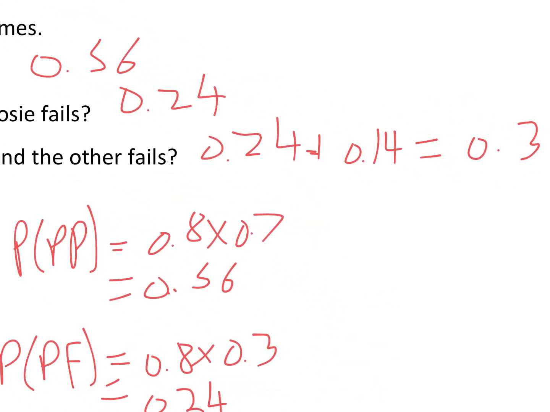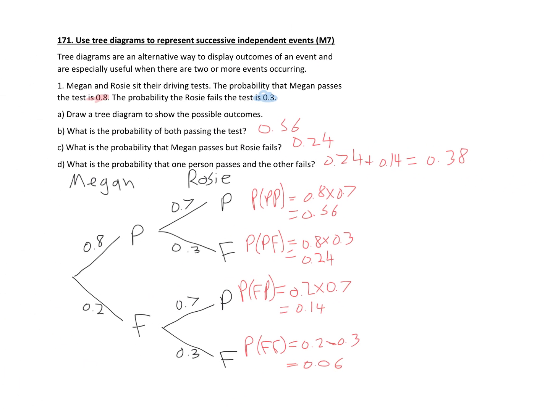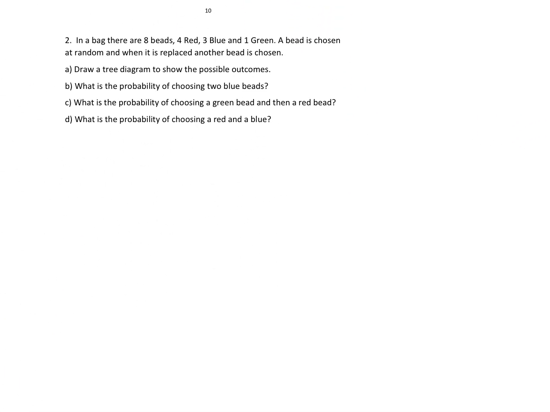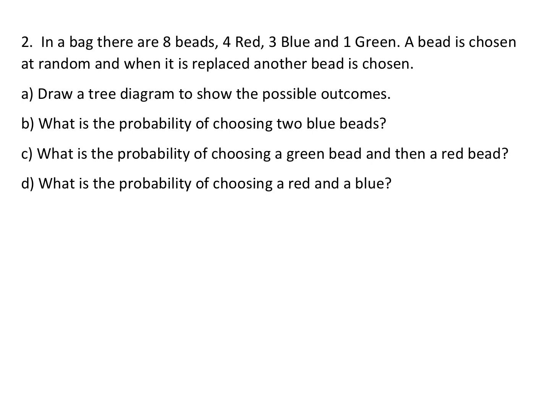Just to make that plus clear. Okay. Question 2. In a bag there are 8 beads, 4 red, 3 blue and 1 green. A bead is chosen at random and then it is replaced. Another bead is chosen. Part A is to draw a tree diagram to show the possible outcomes.